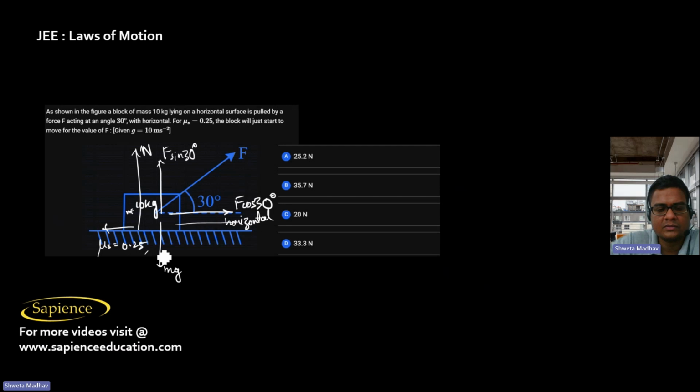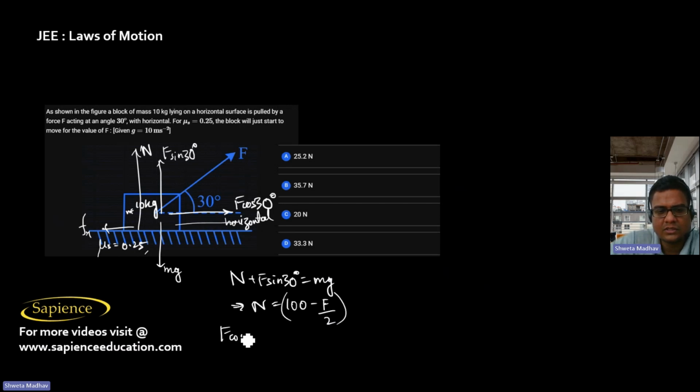So therefore, n plus f sine theta, f sine 30 degree, that is equal to mg. So n will be equal to mg, that is 10 into 10, that is 100, minus f sine 30, means f by 2. N is this. And the frictional force is this.